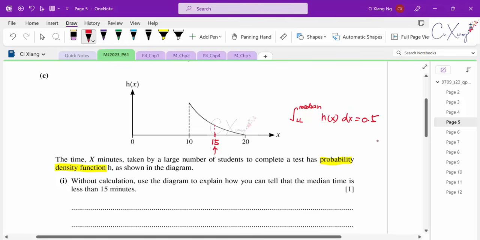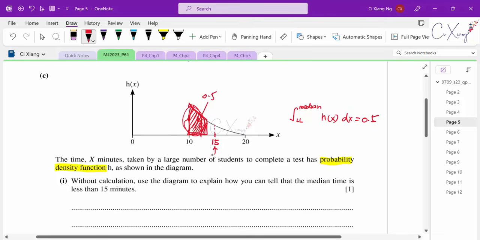Okay, but if you have a look at this diagram, the diagram is actually higher on the left hand side, therefore you will reach 0.5 earlier than 15, correct or not? Because very likely you are having the 0.5 here, because the area is larger at the beginning and then the area is smaller at the end. Alright, therefore you can see that to reach the 0.5 area, by right it should be before 15.